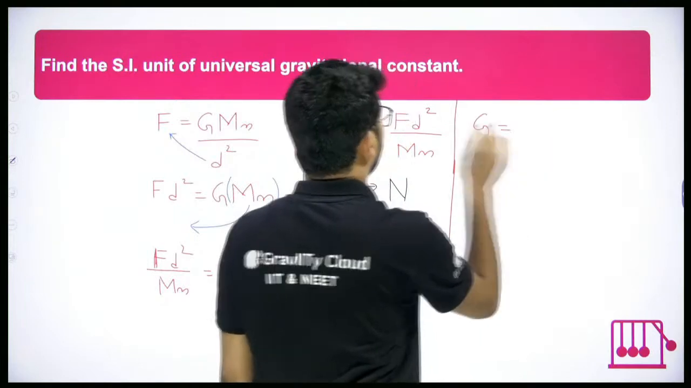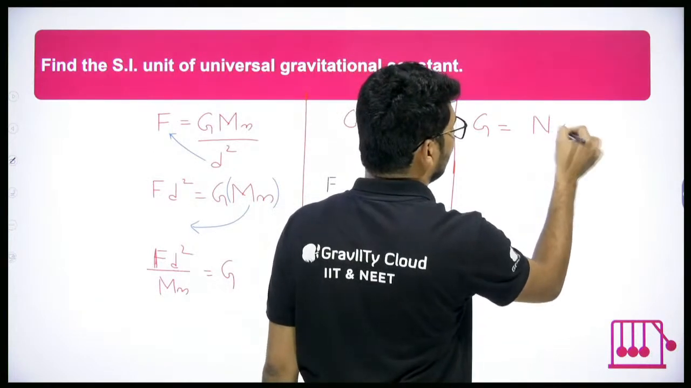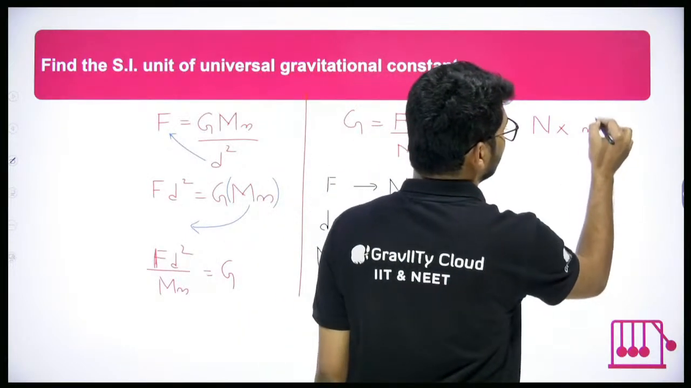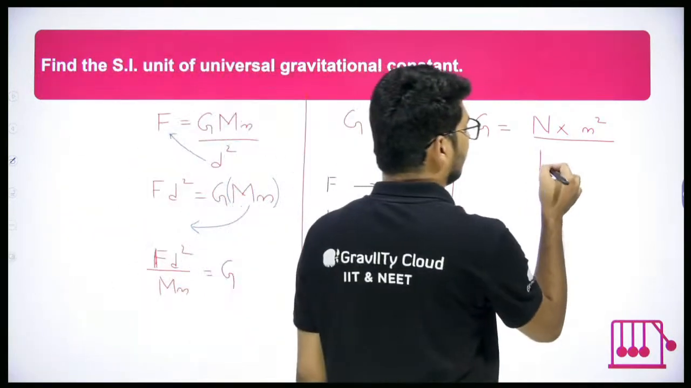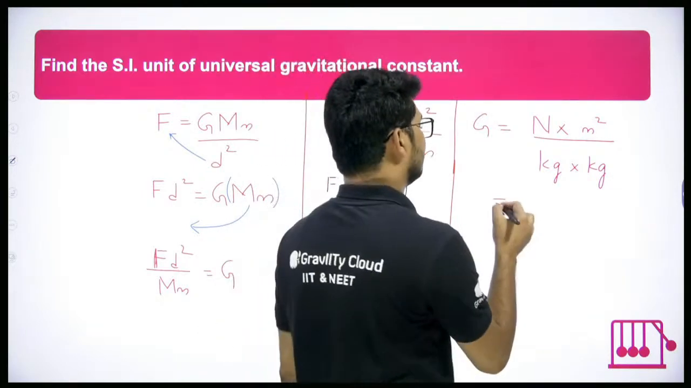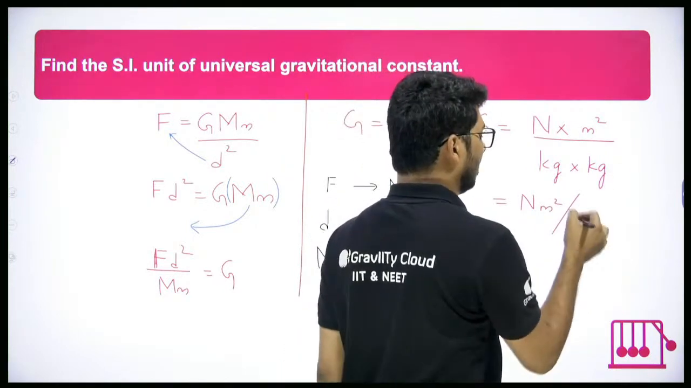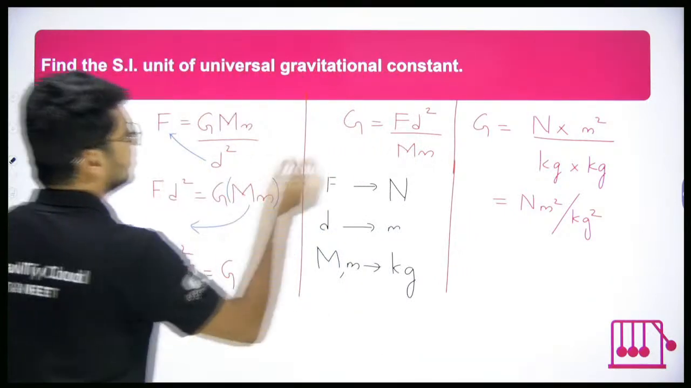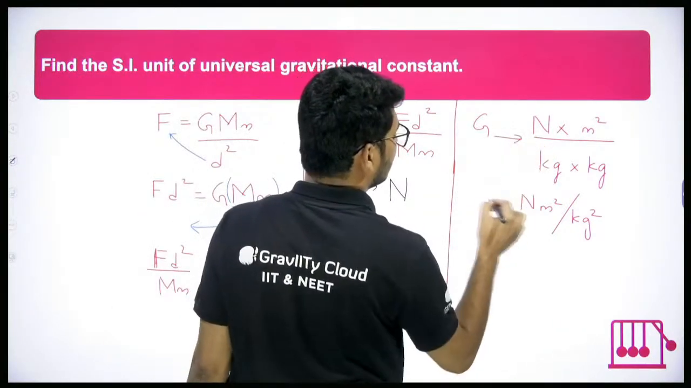So let's do that. In place of F, you have Newton, capital N. Then in place of D, which is distance, meter. D square, so meter square, upon capital M, small m, both of them, the units are what? Kilogram, kg into kg. Now I'll write this as Newton meter square divided by kilogram into kilogram, so kilogram square. It's not equal to, by the way, I just use an arrow. The SI unit will be this.